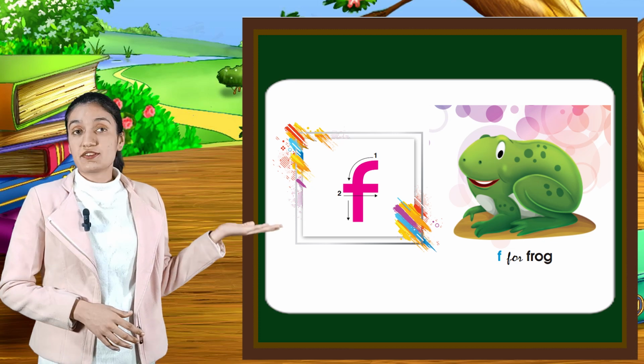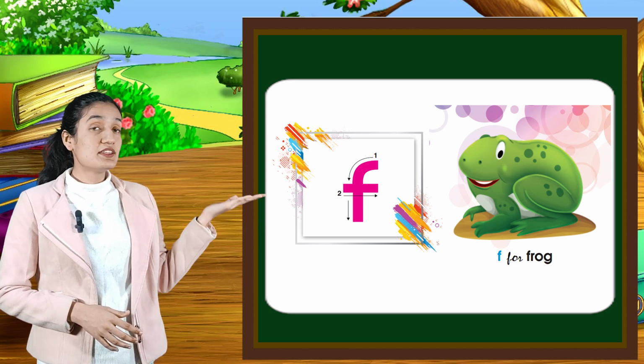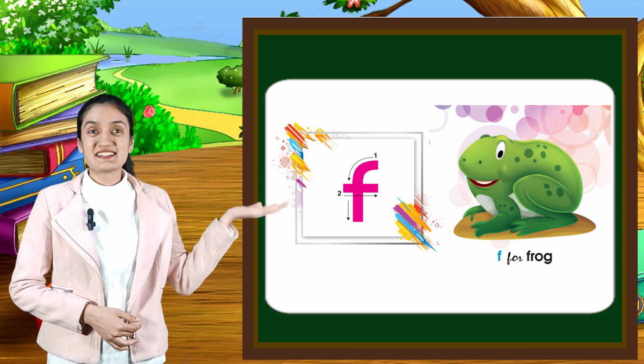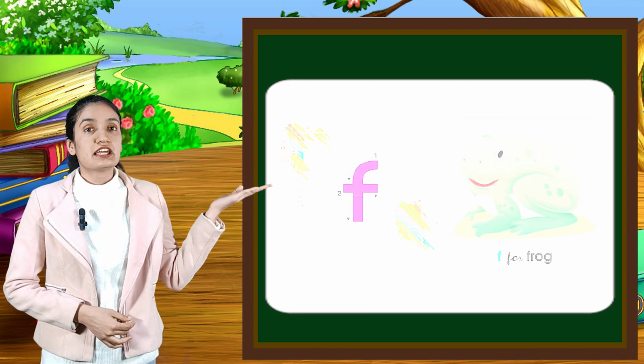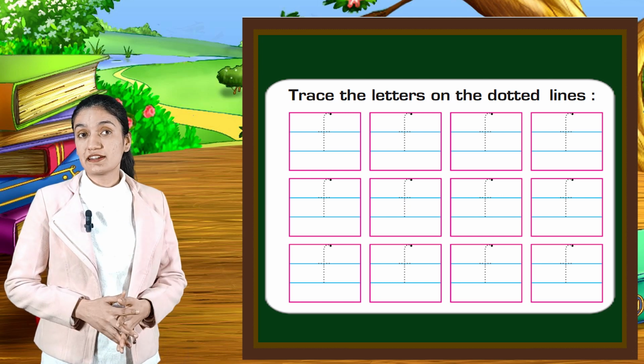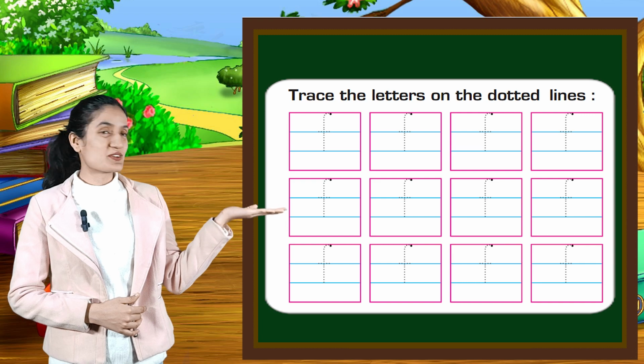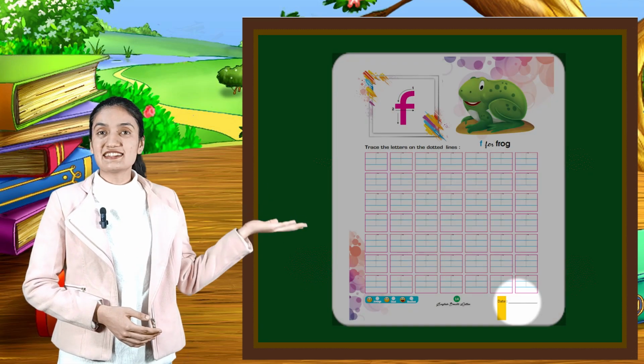Next letter is small f. Can you see? So kids, in this way you can draw F. Now F for frog. Here you can see F. Trace the letters on the dotted lines. So kids, trace all the dots and learn how to draw F. At the end, write here date.